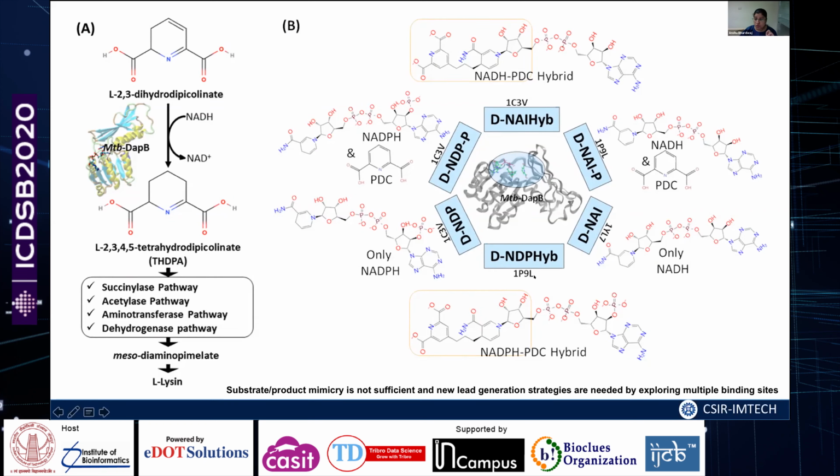And in these 2 hybrid models, we took the nicotinamide part of NADH and clubbed it with the PDC moiety. Because as you can see, PDC, which is the only known inhibitor for DAB-B, is a very small structure and the interaction features are not specific. We wanted to bring in specificity, but since the cofactor is used in several reactions in humans as well as the mycobacterial cell, we didn't want to make it a very toxic molecule.